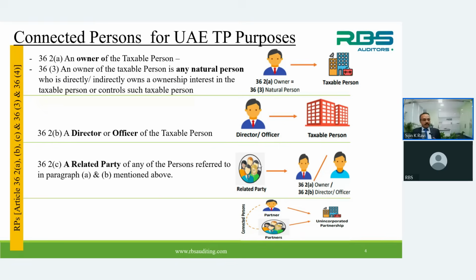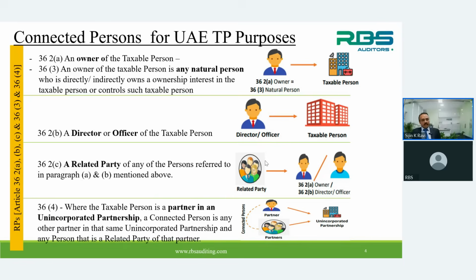Then the third category relates to a related party of any person referred to in paragraphs (a) and (b). That means whatever the related party of the persons in paragraphs (a) and (b), the owner or director, anyone related to any of these owners or directors will be treated as a connected person. The fourth category relates to a partner in an unincorporated partnership. So whoever may be a partner in an unincorporated partnership will be treated as a connected person.